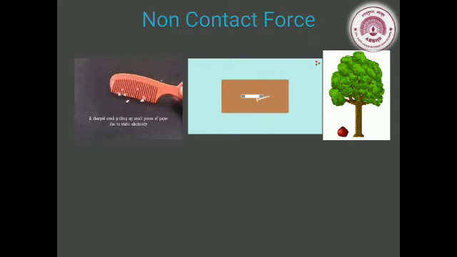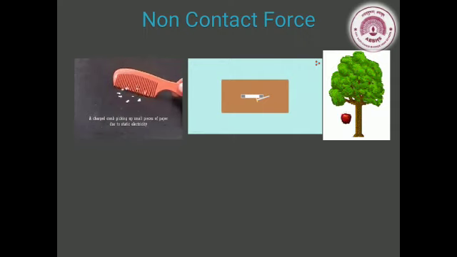When a magnet is kept sufficiently close to an iron nail, it gets attracted to the magnet even though the nail and the magnet are not in direct contact with each other. Here, the force acting between magnet and iron nail is magnetic force. As a contact is not required, hence magnetic force is a non-contact force.